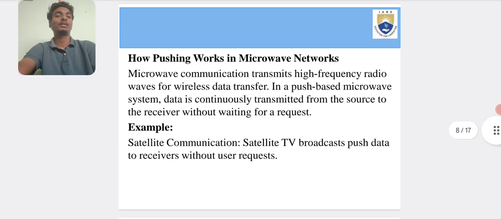And coming to the next slide, how pushing works in microwave networks. Microwave communication transmits high frequency radio waves for wireless data transfer. In a push based microwave system, data is continuously transmitted from the source to the receiver without waiting for a request. Example: satellite communication. Satellite TV broadcasts push data to receivers without user request.